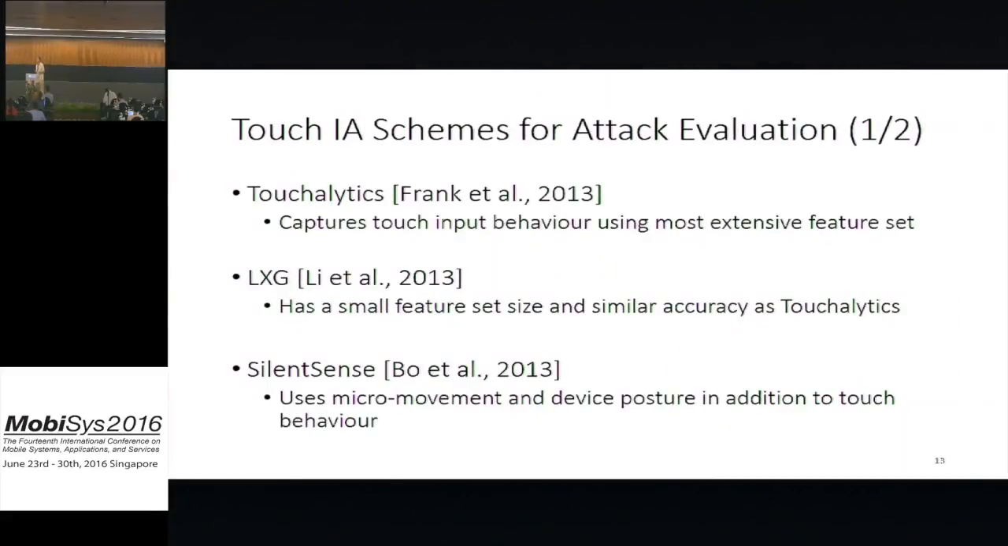Next is which touch IA schemes did we use? There are probably at least 5 touch IA schemes that have been proposed. These are the 3 that we chose. Touch Analytics, we chose because it has a very extensive feature set. It uses more than 20 features and gets very good accuracy, 95% or so. LXG has a much smaller feature set, on the order of 7 features, but gets similar accuracy. And finally, we chose Silent Sense. It uses touch features, but also the user's posture while he or she is swiping.